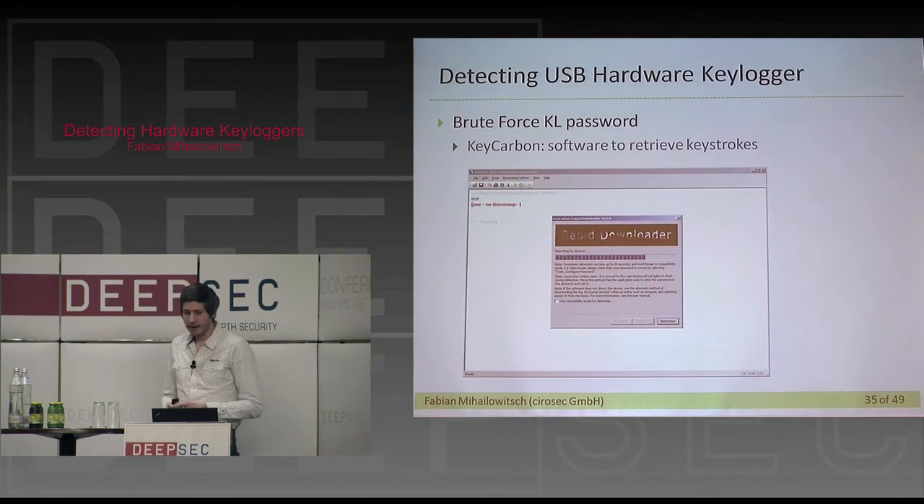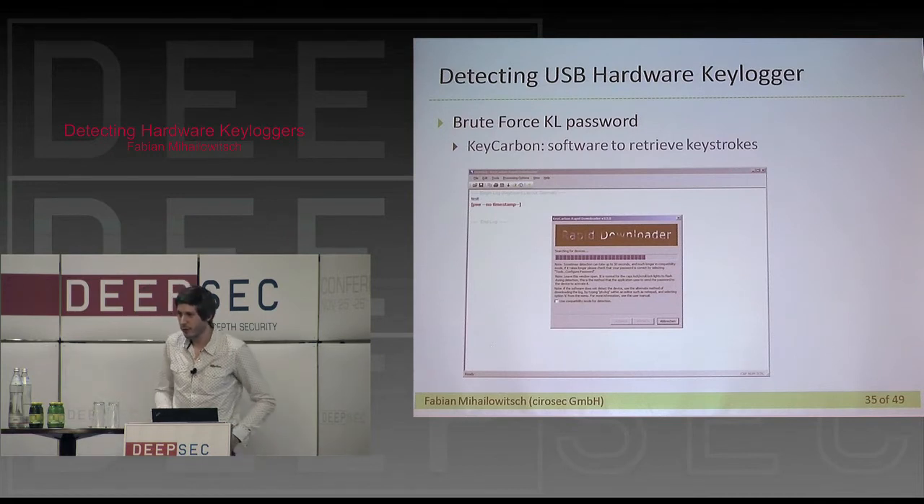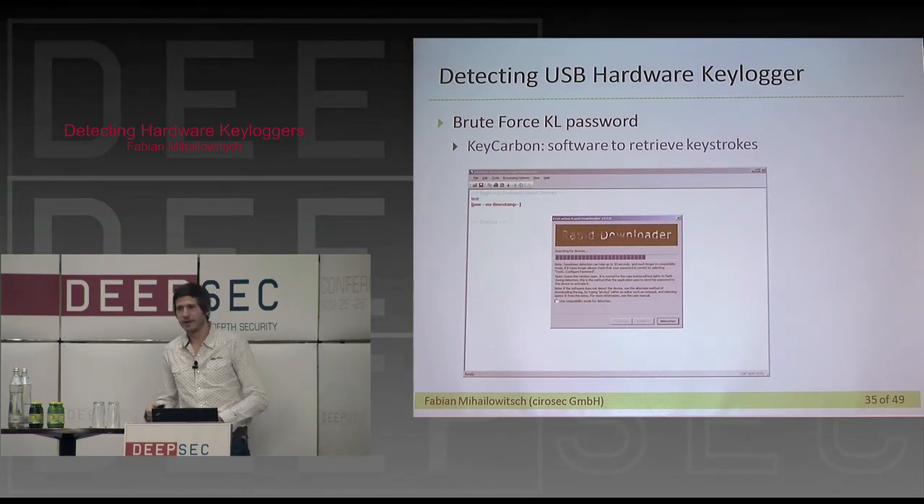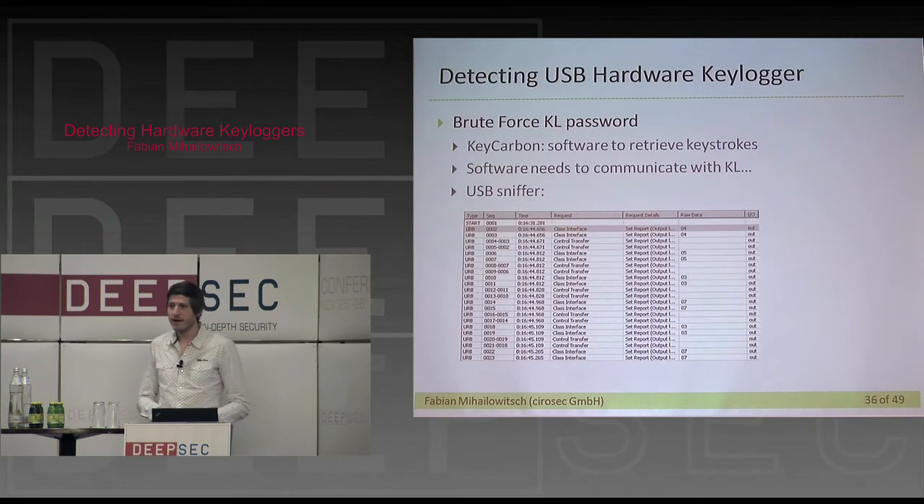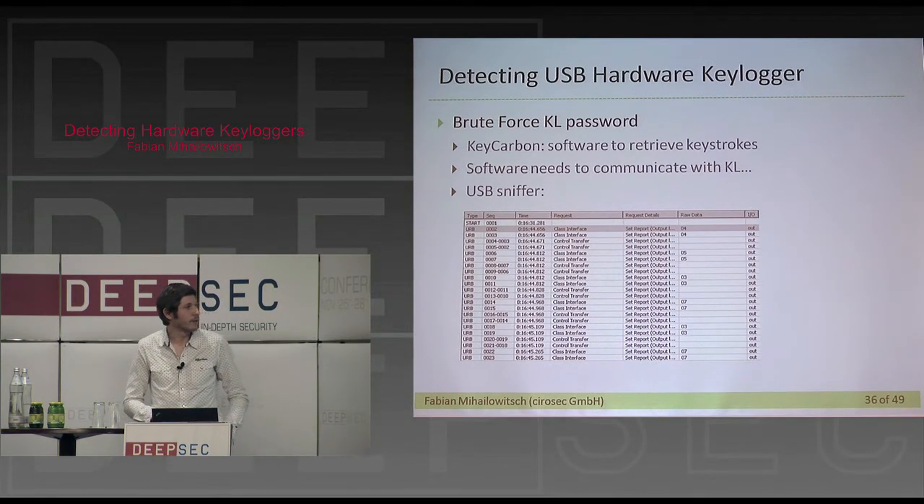So the next thing I stumbled across is that for the keylogger KeyCarbon, there's actually a software used to read out the keystrokes. And the cool thing is, once there's a software to retrieve the keystrokes, maybe I can use the same technique the software does to get them and thus detect it. So I got a software-based USB protocol analyzer and analyzed how exactly the software communicates with the keylogger. And that's actually a dump from it, a small one.